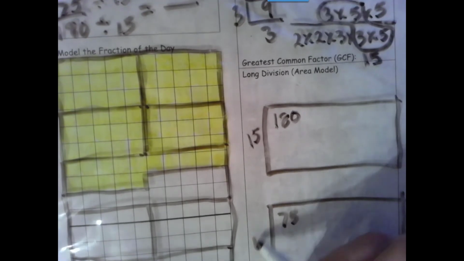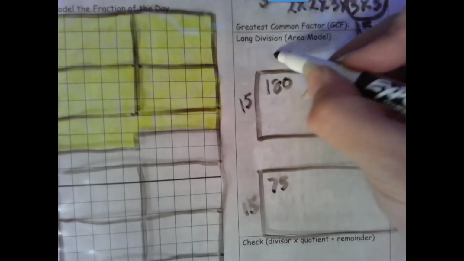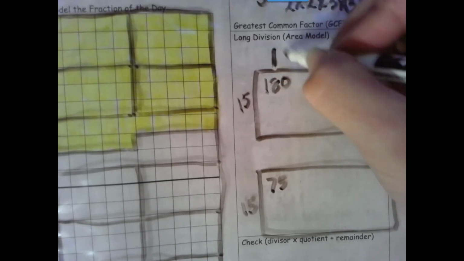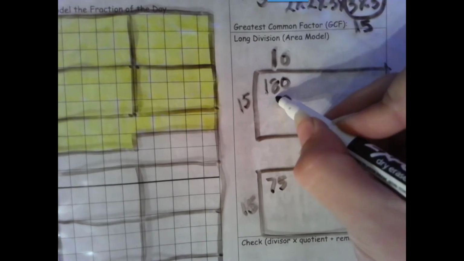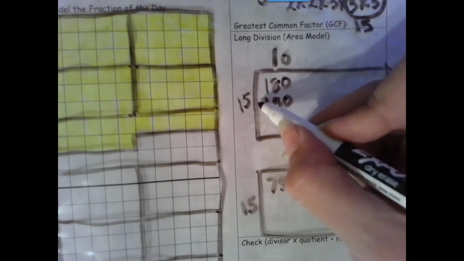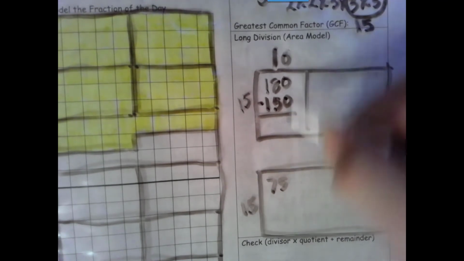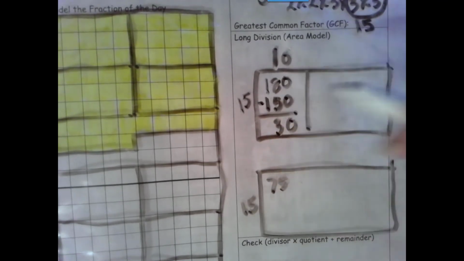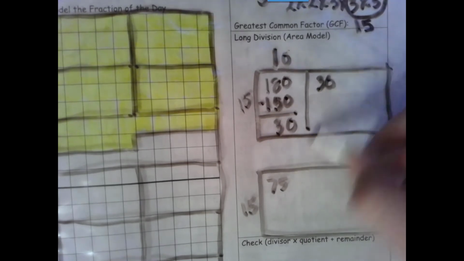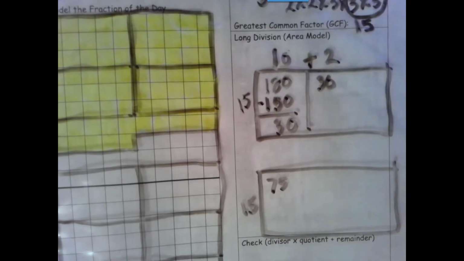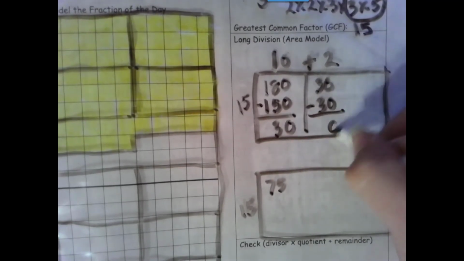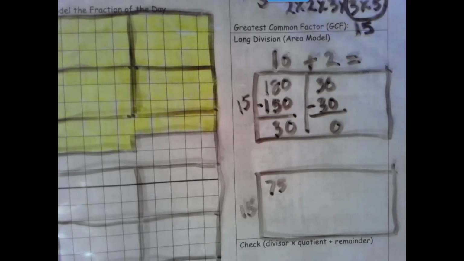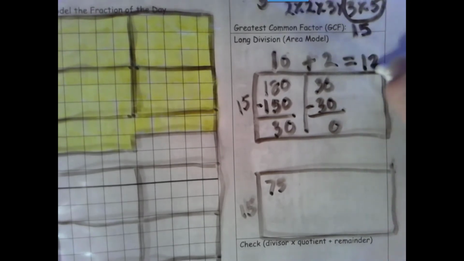and 75 divided into groups of 15. I'm going to do 10 groups of 15 because 10 times 15 just moves everything over a place, so that the 1s go to the 10s and the 10s go to the 100s. Numbers the same, 0's a game, more on top, no need to stop. Bring the 30 up here. 2 times 15 is 30. Numbers the same, 0's a game. Add these together, 10 plus 2 is 12. So that's our final quotient.